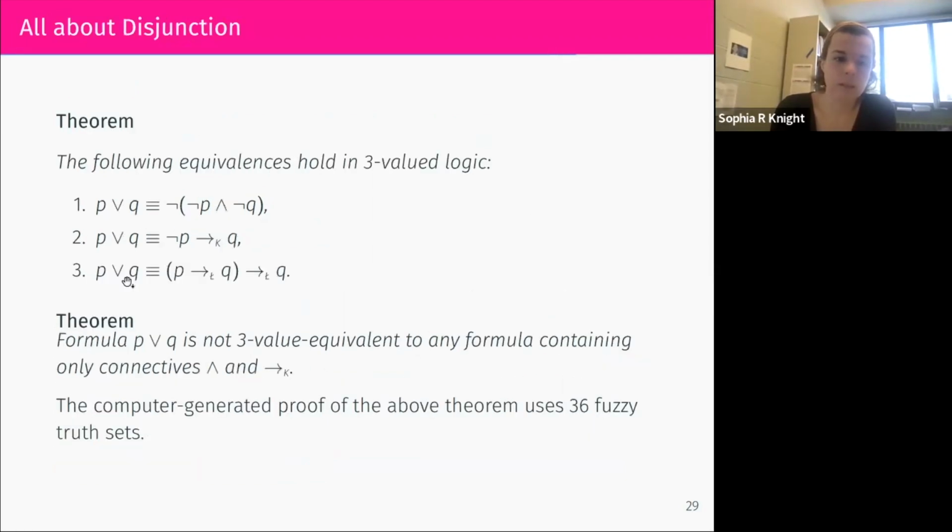And disjunction, you got De Morgan, you've got this connection with Kleene, and we have this connection with Lukasiewicz implication, which matches with or in classical implication. So basically the two implications play two different roles in their connection to or. And then or is undefinable in terms of just and Kleene implication. So this is a little bit more manageable. It ends up with 36 truth sets.